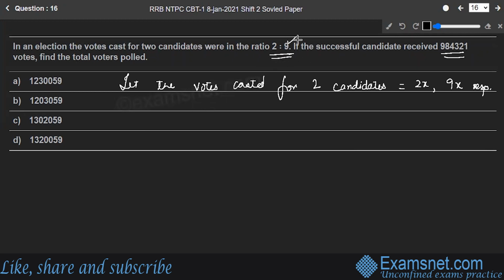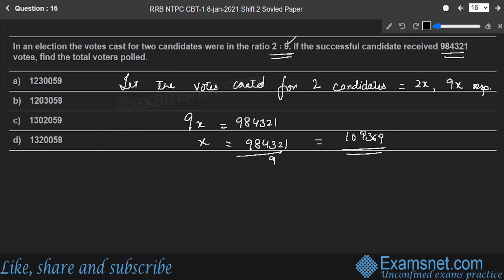This is the one who got more votes, of course. So that means 9x is equal to 984,321. This gives you x is equal to 984,321 divided by 9, which is equal to 109,369. So this is the value of x. You have to find out the total voters who polled.